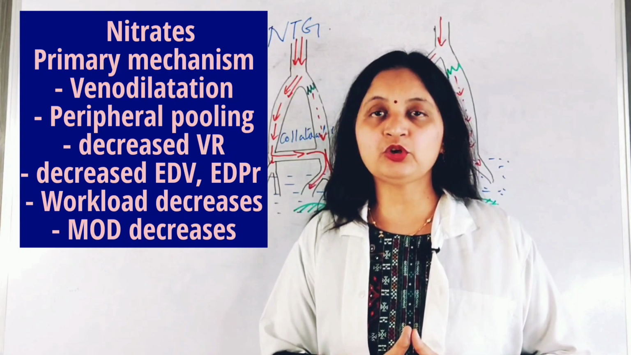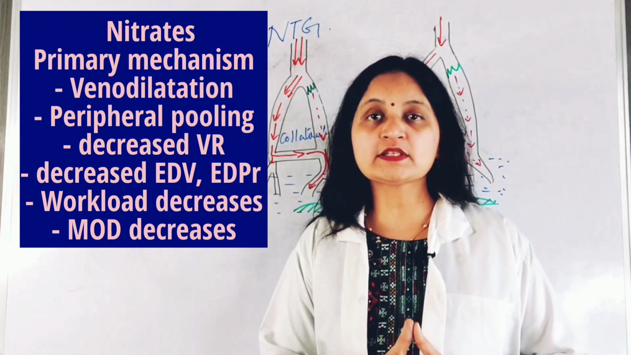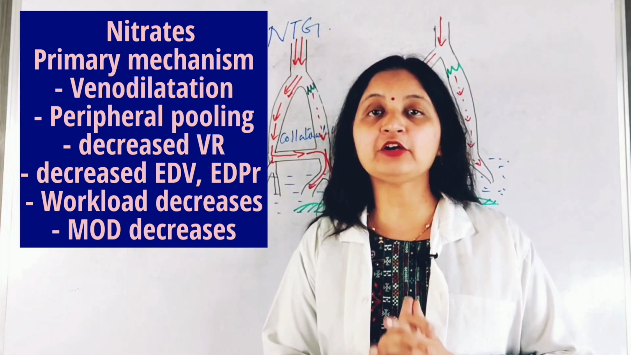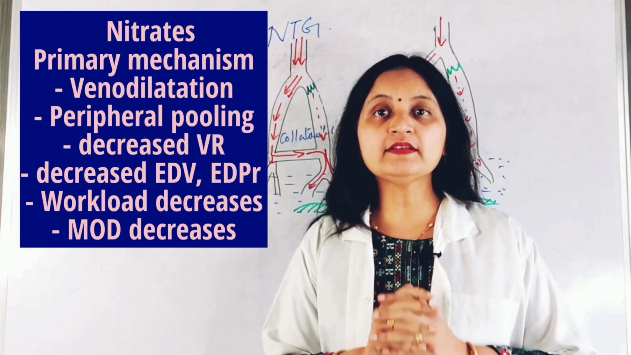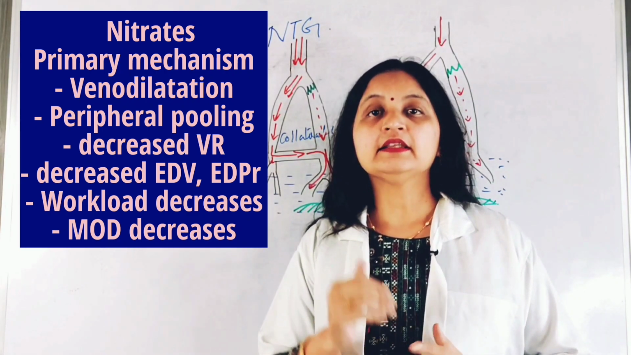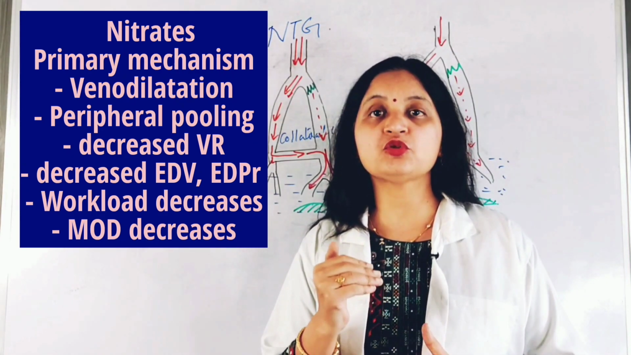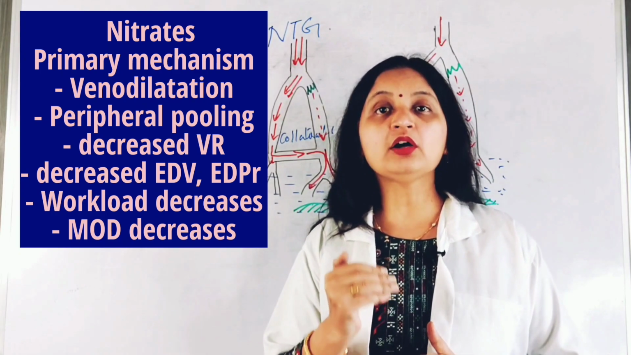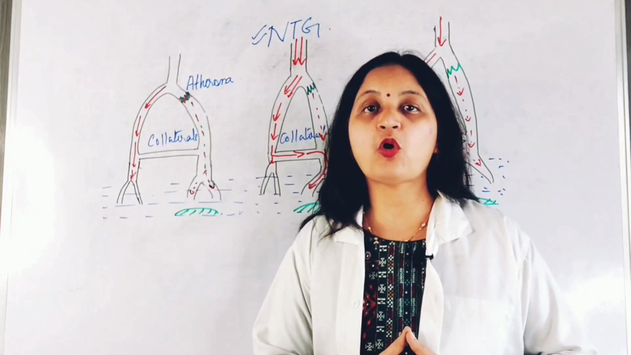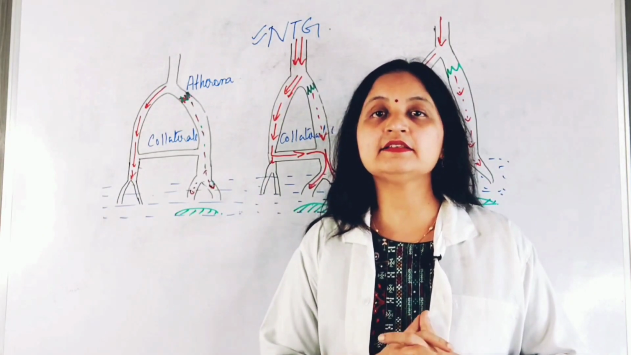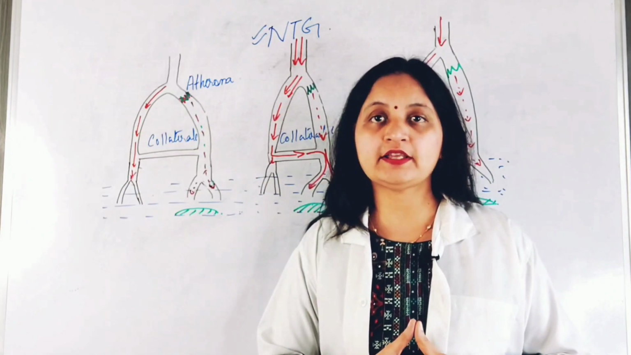The main mechanism through which the nitrates act is through venodilatation. So at low doses, nitrates predominantly act on the veins, causing dilatation of the veins. This decreases the venous return to the heart, thus decreasing the preload, the end diastolic volume, the end diastolic pressure decreases, the workload on the heart decreases, and this decreases the myocardial oxygen demand on the heart, and this decreases the chest pain and helps to relieve chest pain or angina.